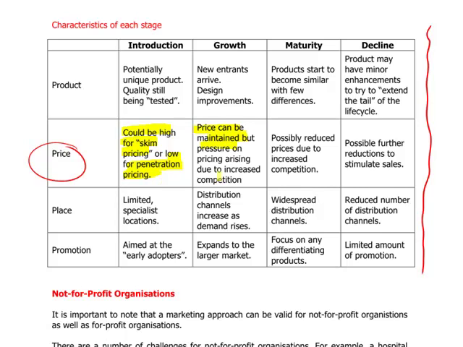Price can possibly be maintained in the growth stage, but there will be pressure on pricing because of increased competition. Maturity, again, now the market is mature for this product, pricing is going to have pressures on it and possibly will be reduced. Once you're in the decline stage, then price is going to be looking at further reductions to try to encourage additional sales.